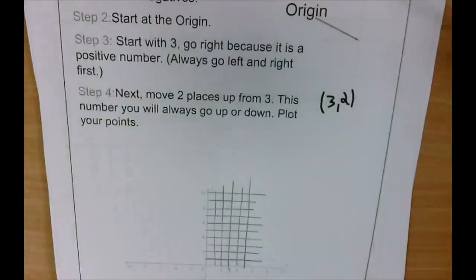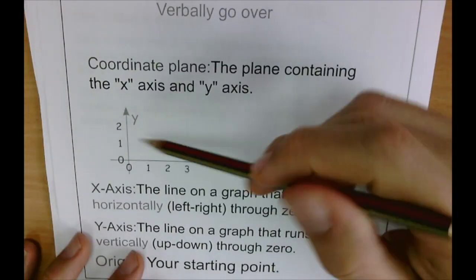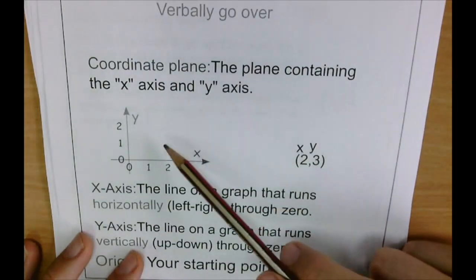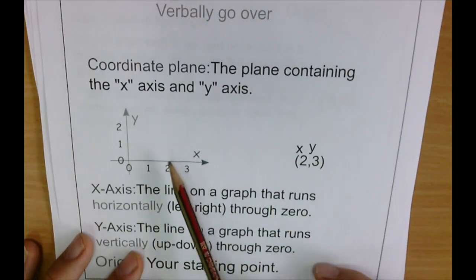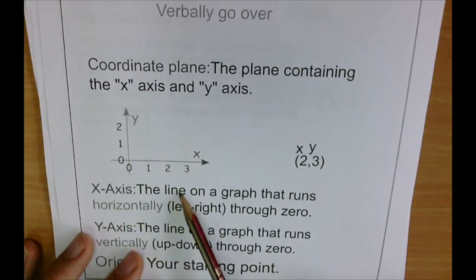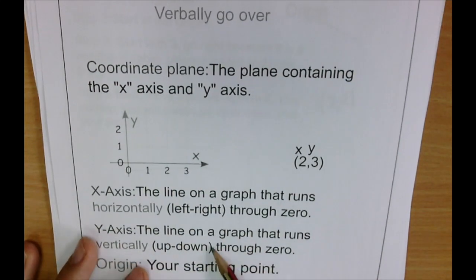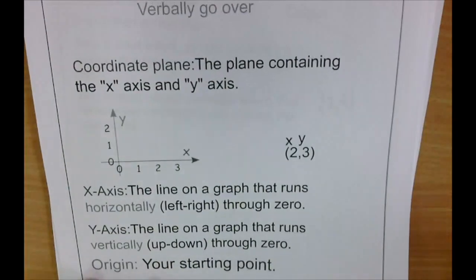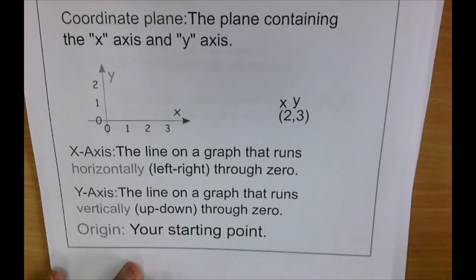Before we start, let's look at some vocabulary. So this thing here is called a coordinate plane, and it contains an x and a y axis. The y goes up and down, and the x goes side to side. The x-axis runs horizontally through 0, and the y-axis runs vertically through 0. Your starting point is your origin. Zero, 0.